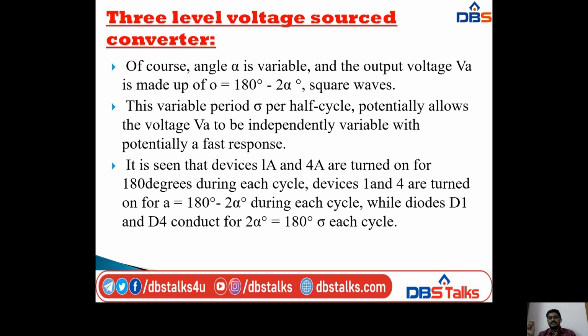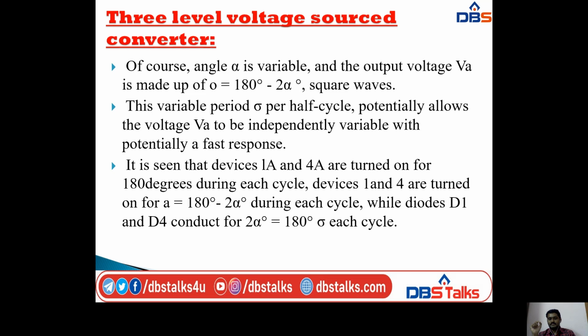And this variable period sigma per half cycle potentially allows the voltage VA to be independently variable with potentially a fast response. Here sigma is a variable period for a half cycle, not a full cycle. So it is seen that devices 1A and 4A are turned on for 180 degrees during each cycle, and devices 1 and 4 are turned on for sigma equal to 180 minus 2 alpha degrees.